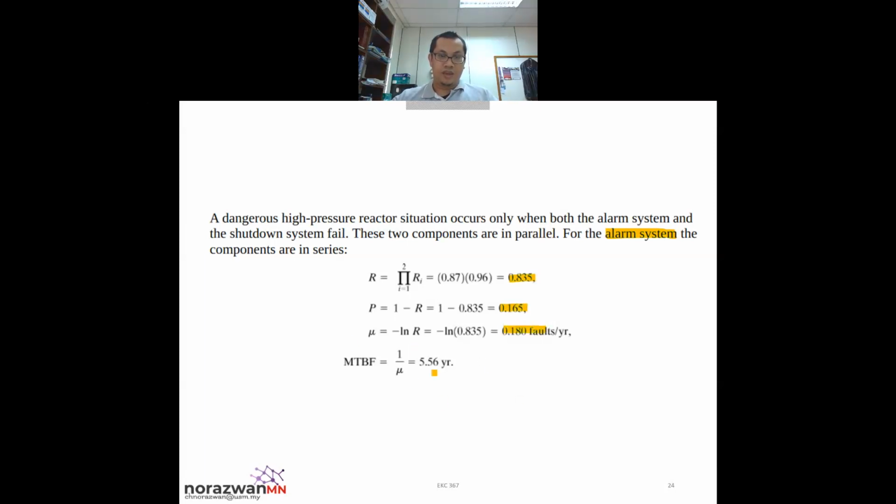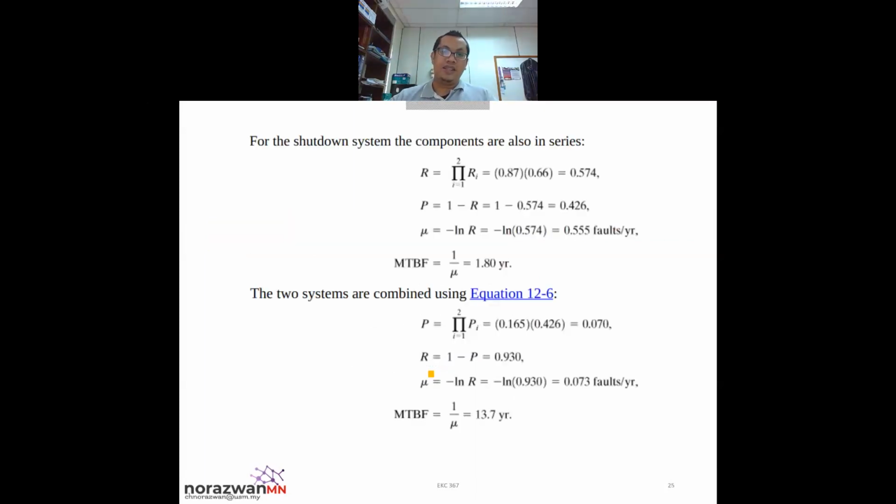So you also have the MTBF for the alarm system. Then this is for the shutdown system. This is your R, P, mu, and also the MTBF. Okay, so Yongxi is right for R1 and R2: 0.84 and also 0.57.